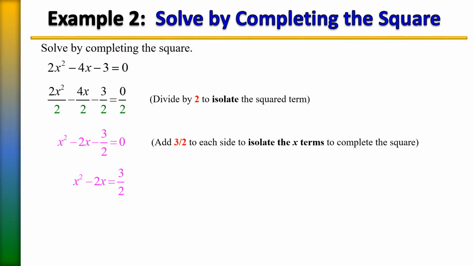So we're going to look at the second term, which in this case is a 2. We're going to look at the 2 and say, what's half of 2? Half of 2 is 1. 1 squared equals 1. So we're going to add 1 to each side of the equation.